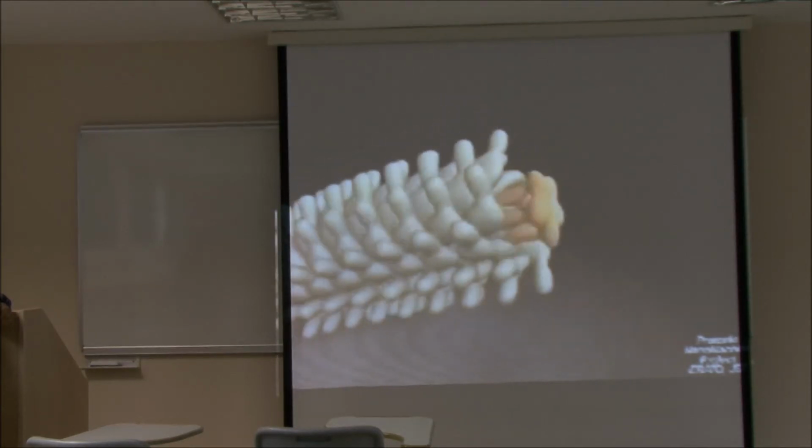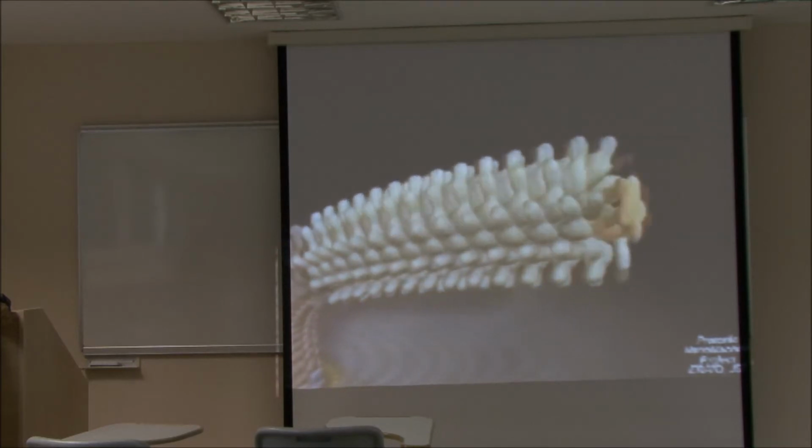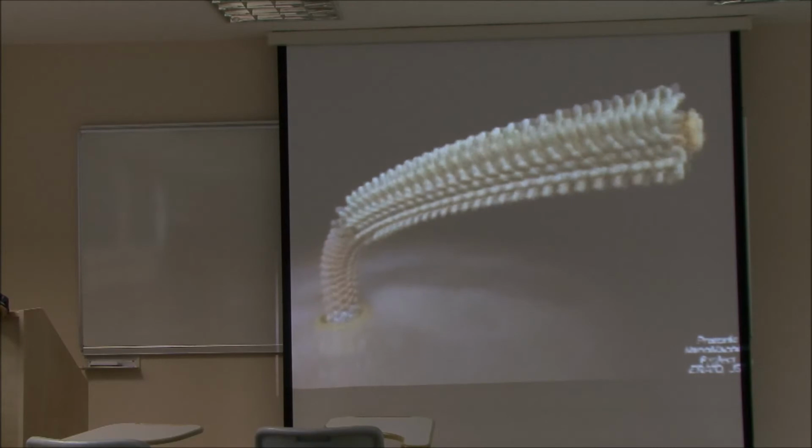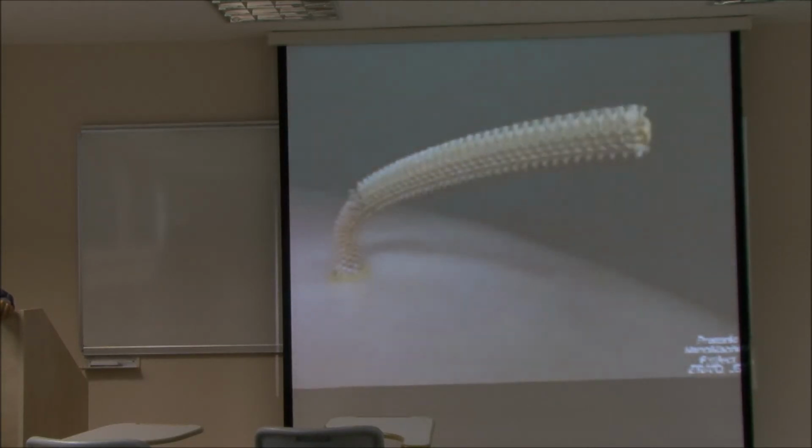The filament rotates, which causes the subunits to build in a helical fashion. A complete filament can consist of 20,000 to 30,000 subunits.